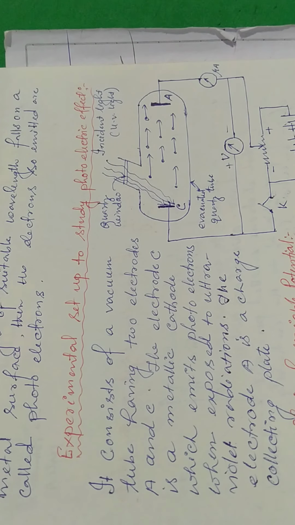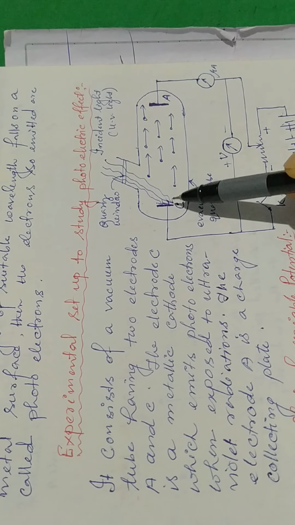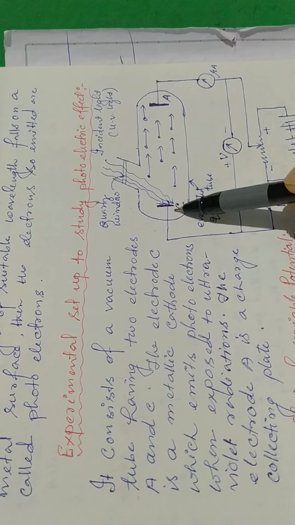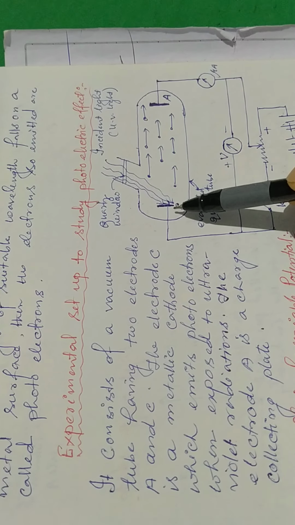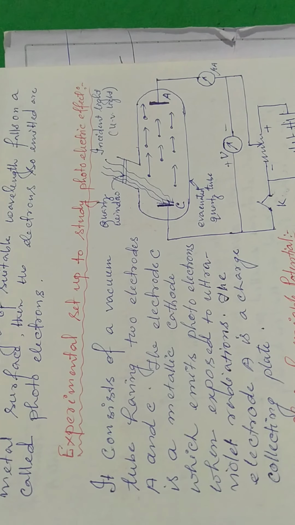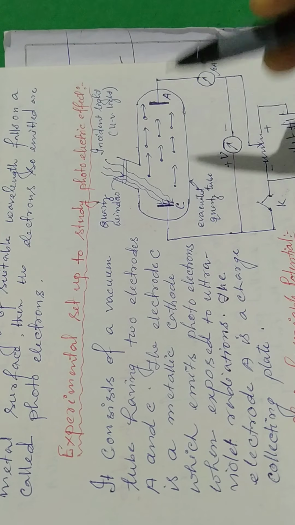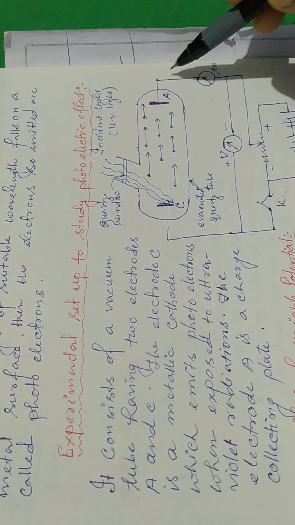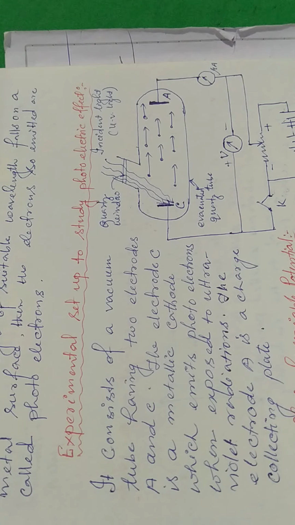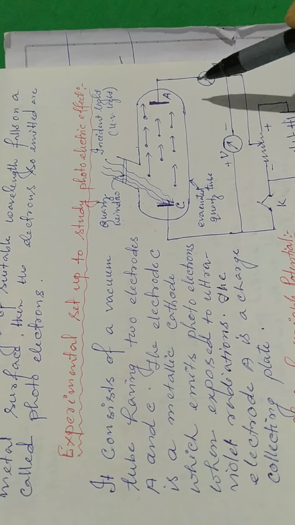He observed that when ultraviolet light fell on the metallic electrode C, called the cathode, electric current appeared in the circuit. When ultraviolet radiations fall on the cathode, what do you get? Electric current. We are getting electric current in the circuit. This electric current in the circuit is known as photoelectric current.